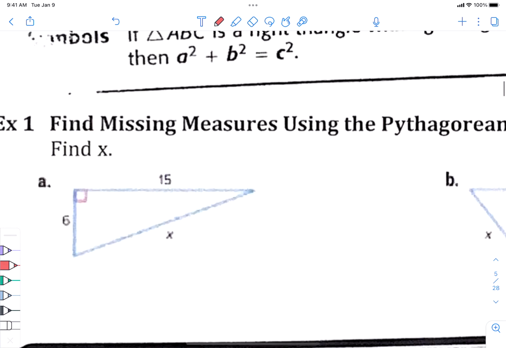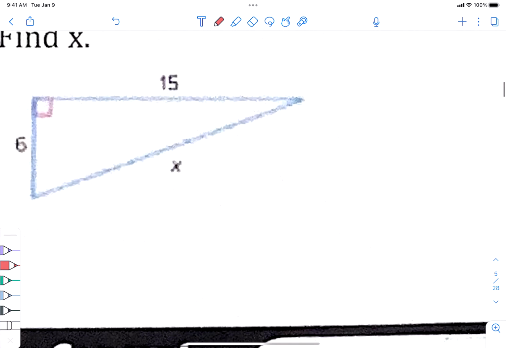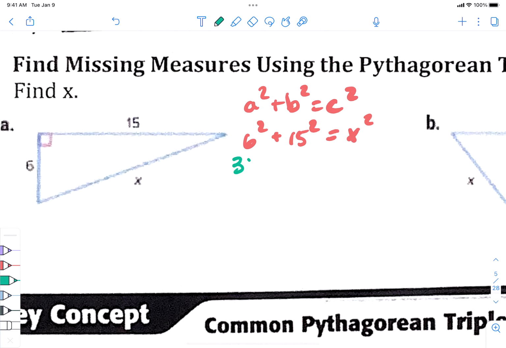Let's do some Pythagorean theorems here. All right. X is what you're solving for. Which side is X? That's the hypotenuse. Okay. So a squared plus b squared equals c squared. We know this already. 6 squared plus 15 squared. I would really encourage you to do as much as you can in your head. So like some of these, like 6 squared, don't type that in. That's 36. 15 squared, you know what that is? 225.